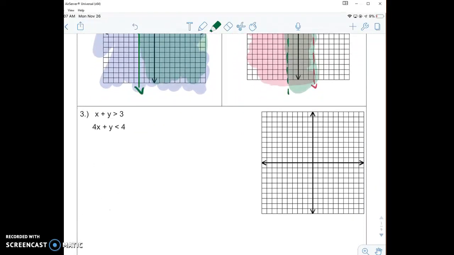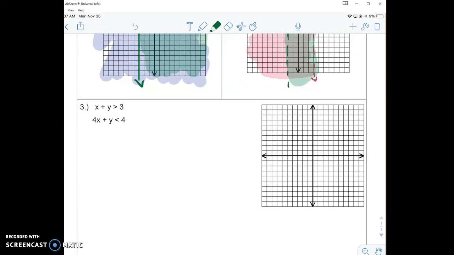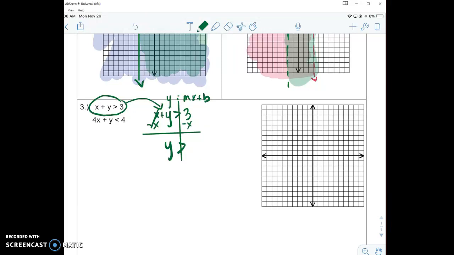Number 3, x plus y is greater than 3, and 4x plus y is less than 4. These are both in standard form. I'm going to start by getting these equations into y equals mx plus b, so they are easy for me to graph. X plus y is greater than 3. I want to solve for y, so I'm going to move the x to the other side. And remember, I want y equals mx plus b, so I need the part with x first. Y is greater than negative x plus 3.